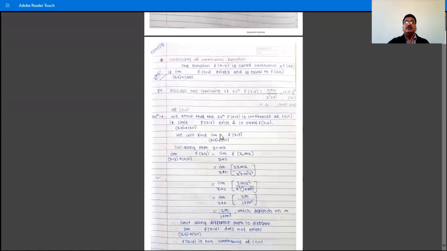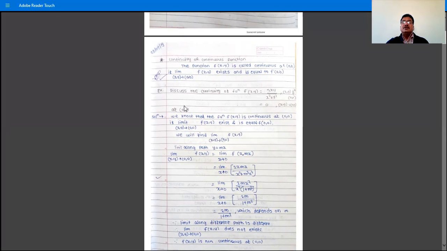So here is the continuity, or continuous function, continuity of a two variable function. f(x,y) is called continuous at (a,b) if the limit as (x,y) tends to (a,b) of f(x,y) exists and is equal to f of (a,b). So when we say the function f(x,y) is continuous at (a,b), the limit as (x,y) tends to (a,b) of f(x,y) exists and is equal to f of (a,b).